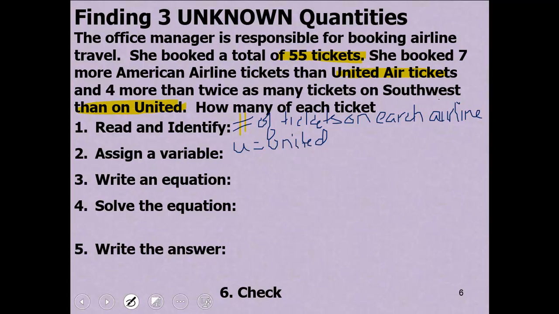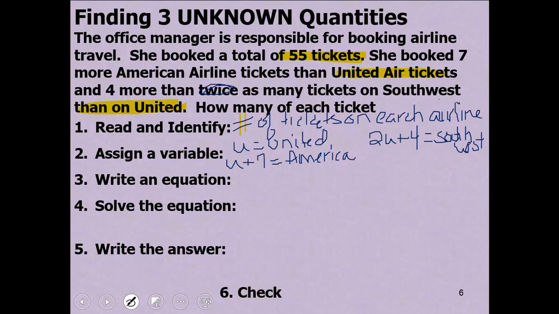She booked 7 more American airline tickets than United airline tickets. So if I take the United airline and I add 7 to it, I get the American. Sorry, my phone is going off. I won't stop. And then she booked 4 more than twice as many. Twice as many says 2 times, so I have 2U plus 4. That's the Southwest. Sorry, that's really crummy handwriting, but that's Southwest.